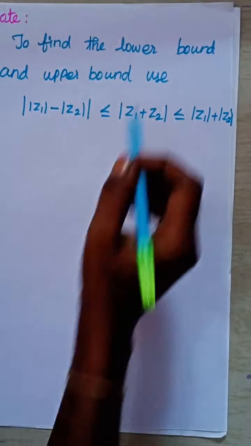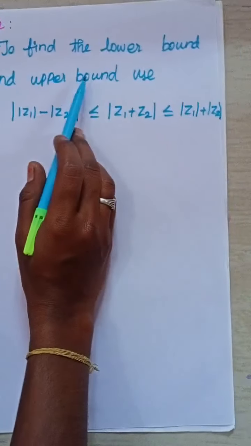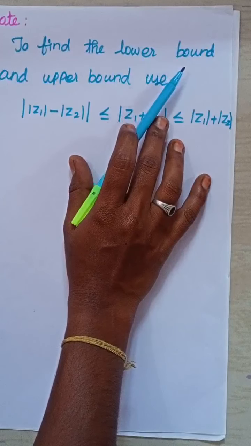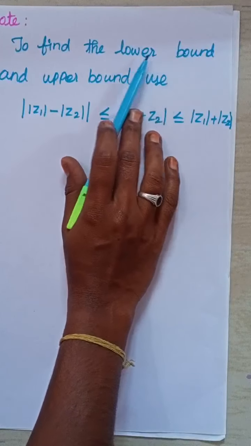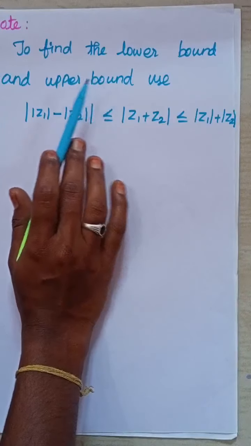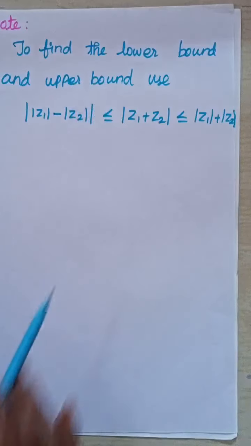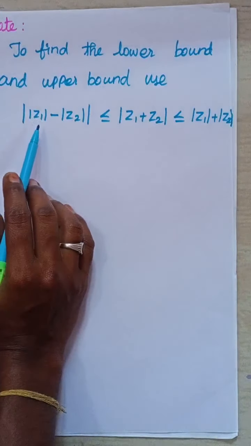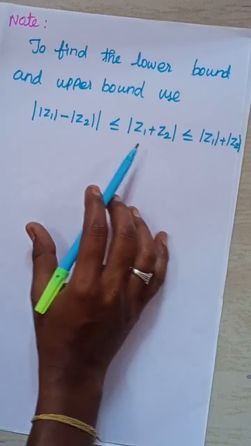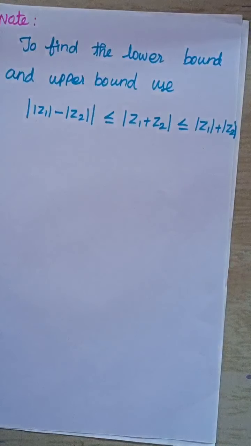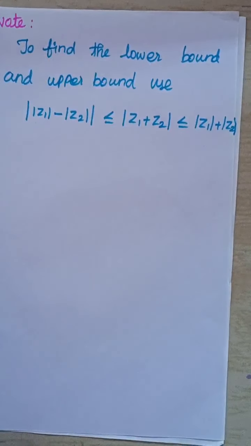Here, what is the meaning of bound, lower bound and upper bound? Lower bound is nothing but lower boundary. Boundary is nothing but a limit. So the lowest limit and the upper limit, the greatest limit, a greatest boundary. That only is called a lower bound and upper bound. So finding a lower bound and upper bound means using the formula: modulus of modulus z1 minus modulus z2, which is less than or equal to modulus z1 plus z2, which is less than or equal to modulus z1 plus modulus z2.